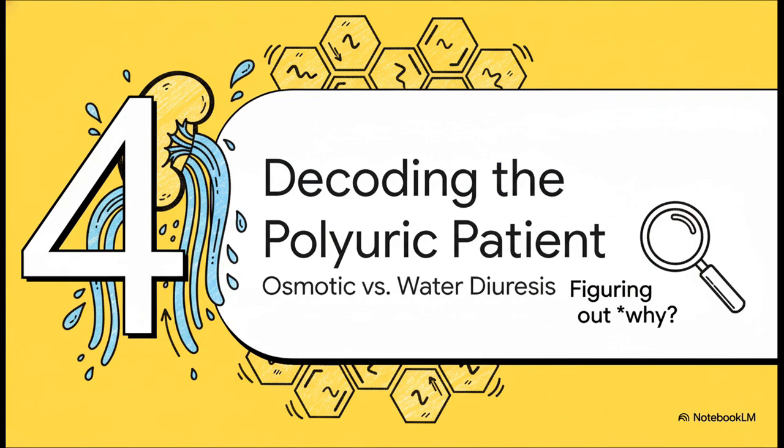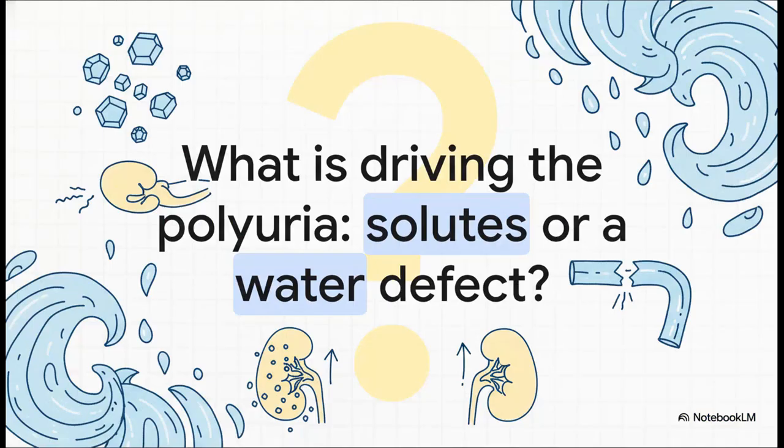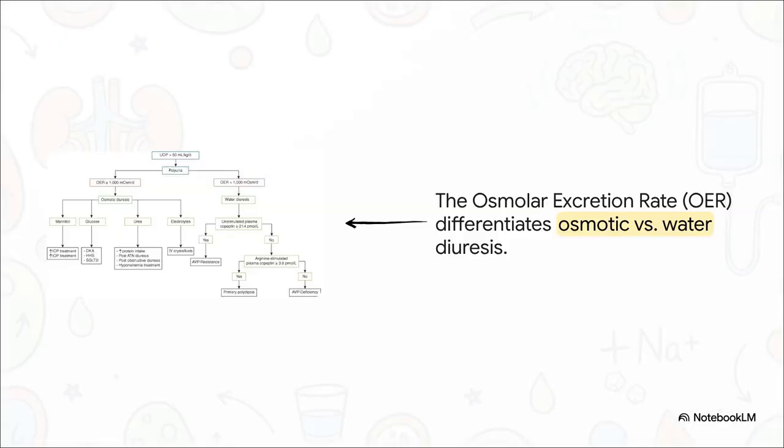All right, section 4. So we've identified the kidney as the problem. Now our job is to play detective and figure out why it's dumping all this water. What is driving this massive diuresis? And your next question really boils down to this. Is the kidney losing all of this water because it's being forced to get rid of a bunch of solutes, an osmotic diuresis? Or is there a fundamental problem with water handling itself, a pure water diuresis? This algorithm shows you exactly how to figure that out.